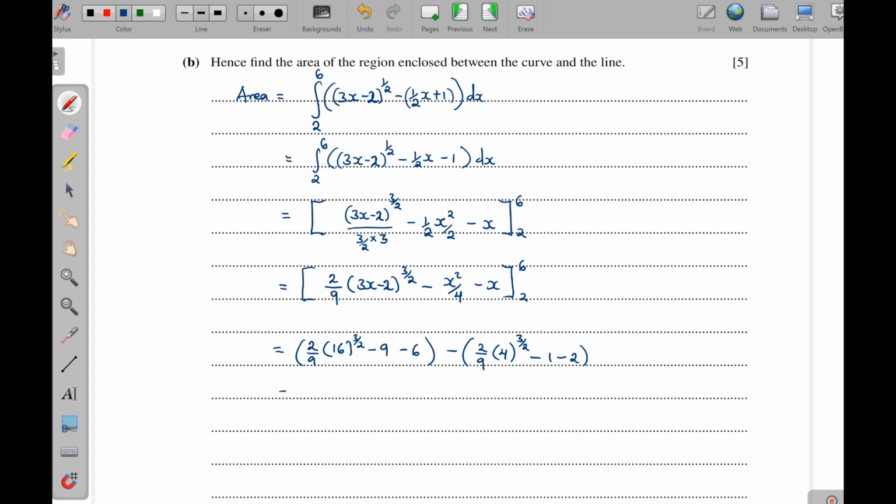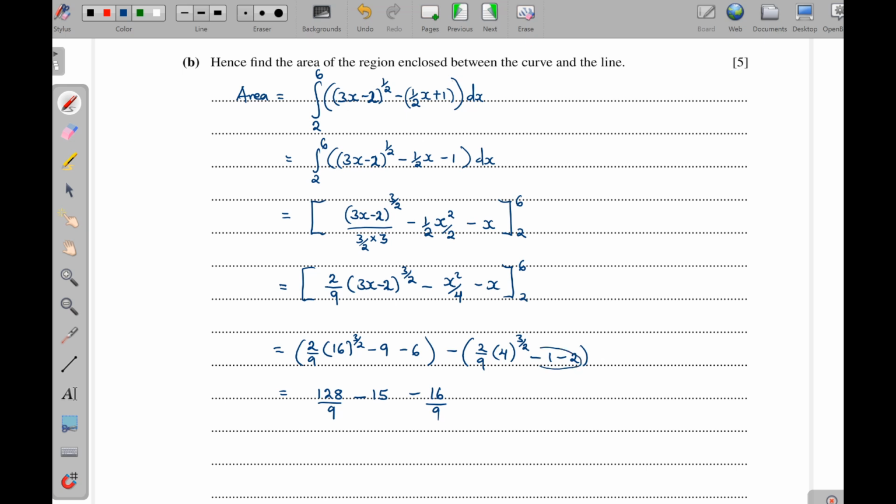Okay. Now what do we have here? 2 over 9 square root of 16, that is a 4. 4 cubed, that is a 64. Then 64 times 2, that is 128. So 128 here over 9. Then minus, this will be 15, minus 9 minus 6. Then minus square root of 4 is a 2. 2 cubed is 8. 8 times 2, that is a 16. So we have 16 over 9.